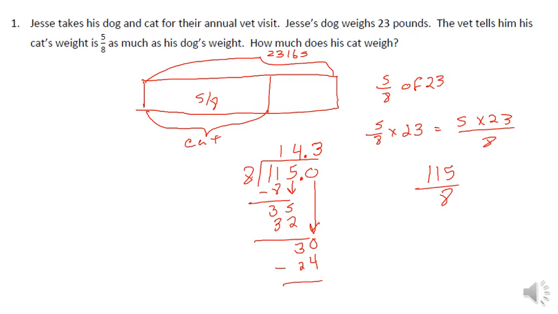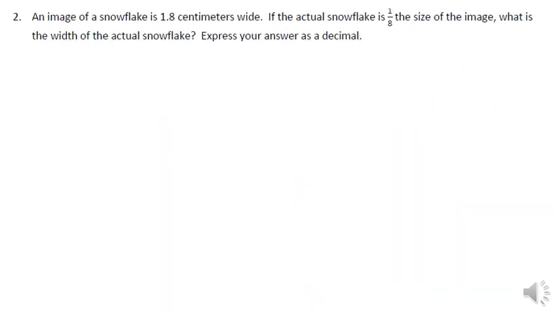That'd be 24, and that's going to give us 6. Bring down the 6. 8 goes into 60 7 times, which is 56, leaving us 4. Bring down our final 0. 8 goes into 40 5 times. So the cat actually weighs 14.375 pounds.